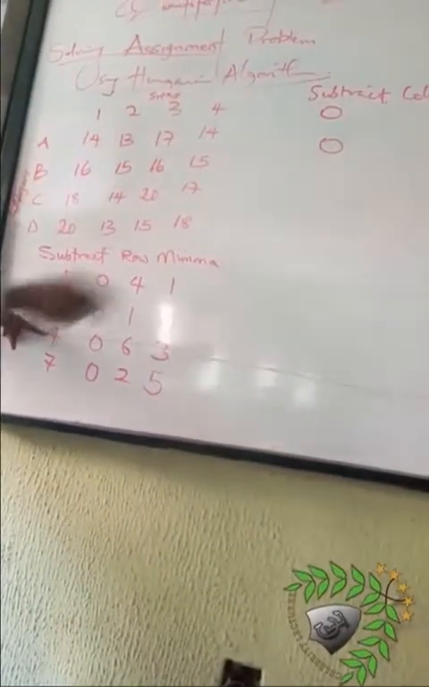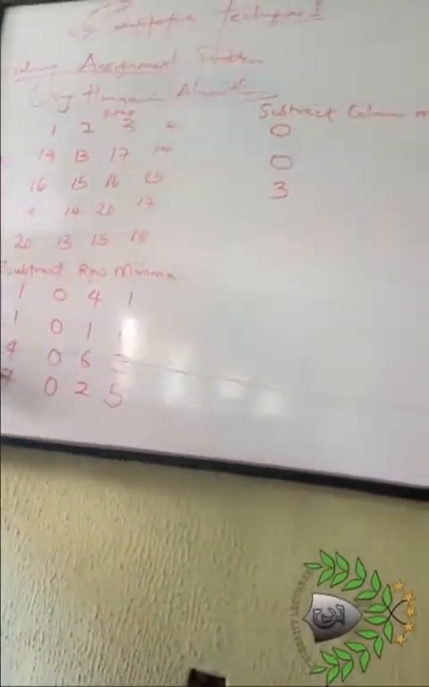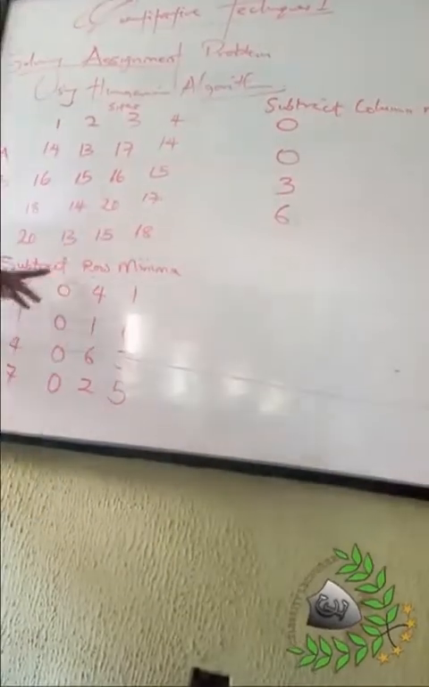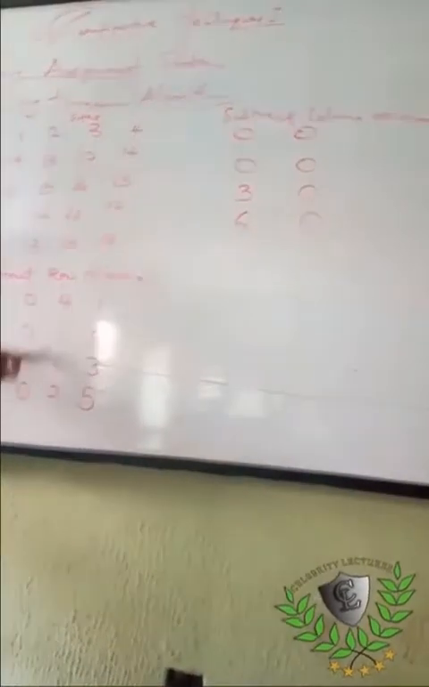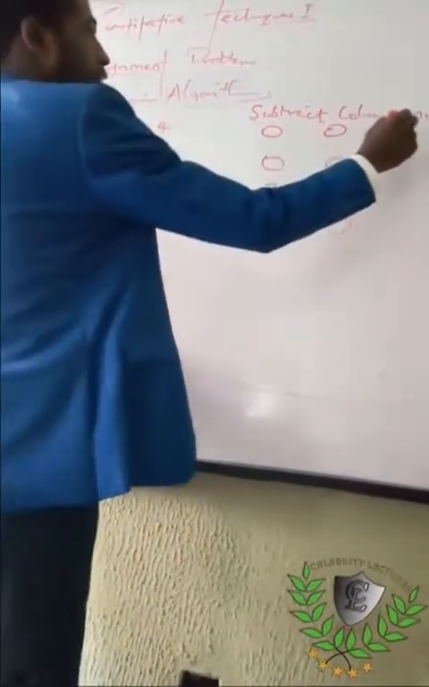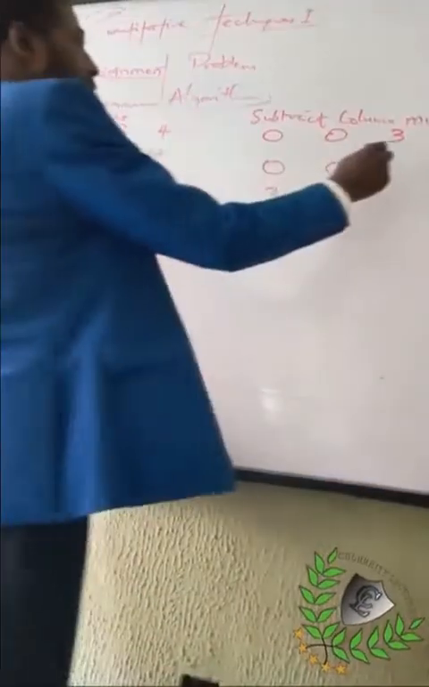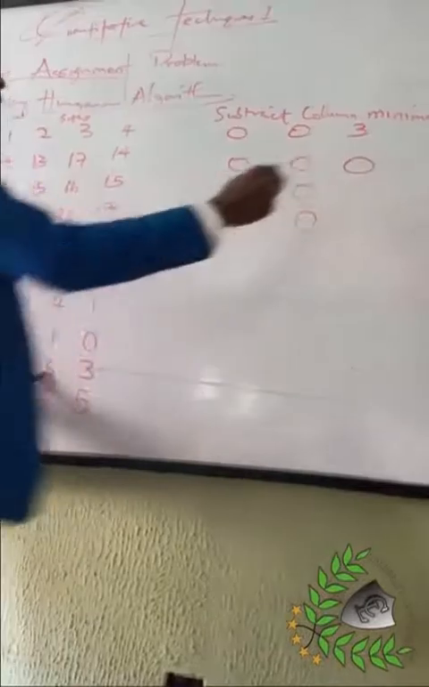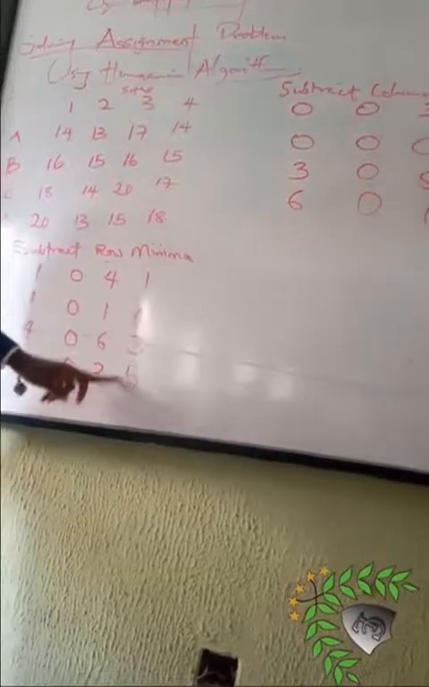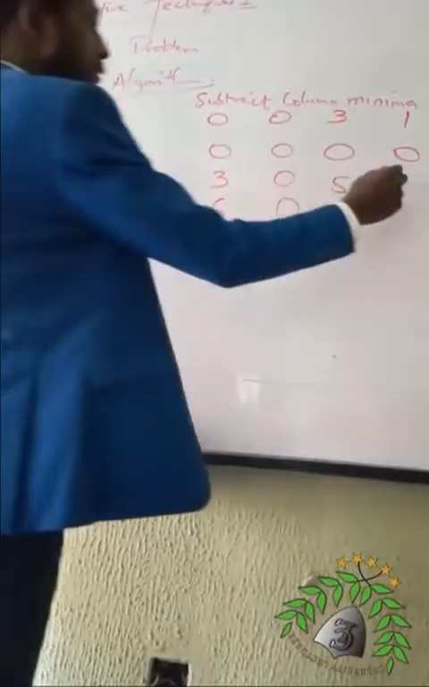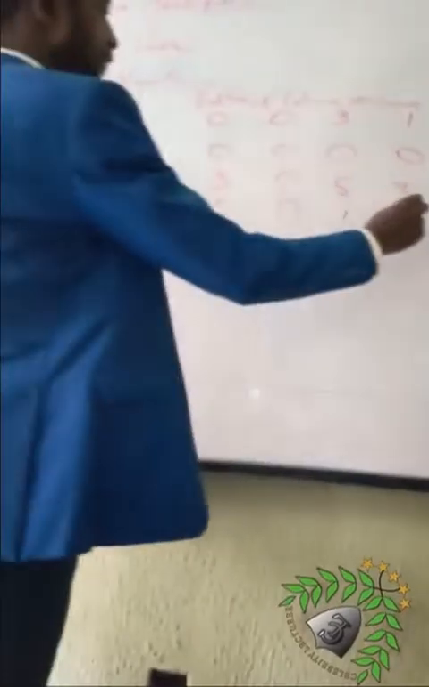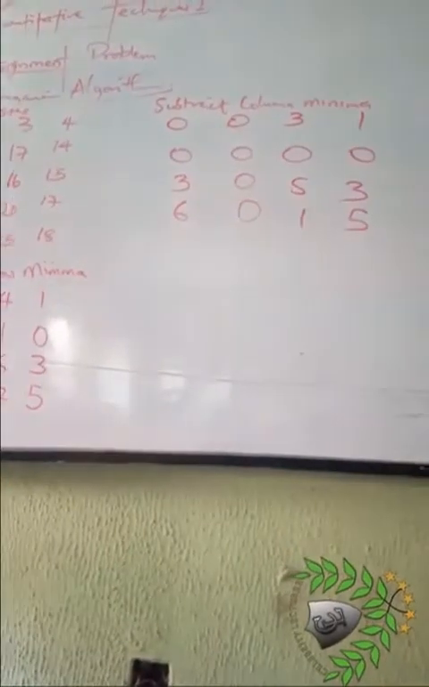Then the last one here, we have 0 as the minimum. 1 minus 0, 1. 0 minus 0, 0. 3 minus 0, 3. 5 minus 0, 5. When I'm done, all I do is cross out all my zeros with a single line. So the number of lines I have determines if I've gotten an optimal solution or not. Now, to cross out my zeros, I will focus on the columns and rows with the highest number of zeros. Those are the ones I will cross out first.